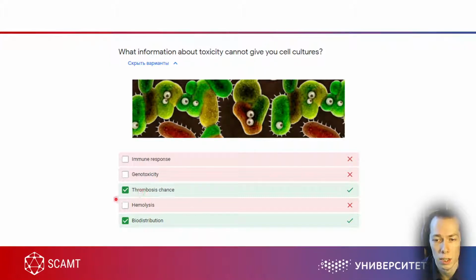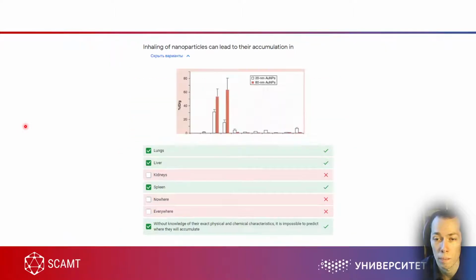Hemolysis, it's a degradation, disruption of red blood cells, so we can just incubate red blood cells with nanoparticles under physiological condition and observe some changes. We can definitely observe genotoxicity, and in some ways we can observe even immune response, because immune response on cell level can be expressed as release of cytokines or chemokines. So the rest of these things can be observed on cell level.